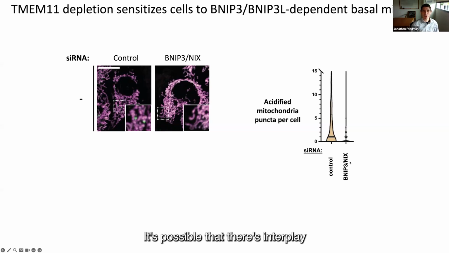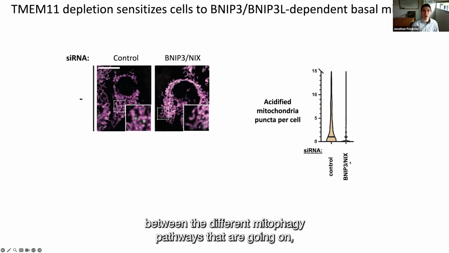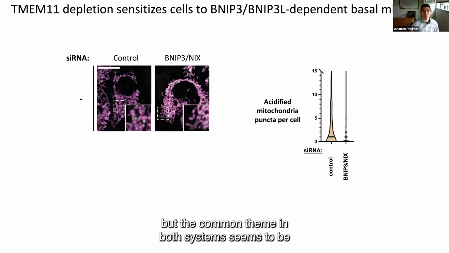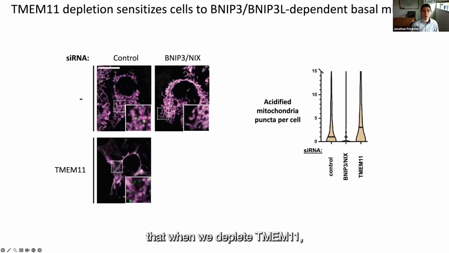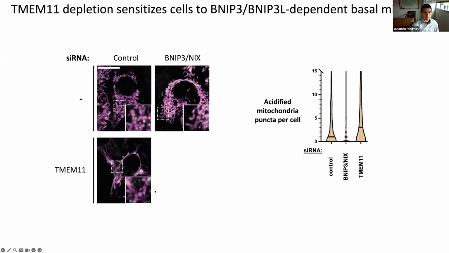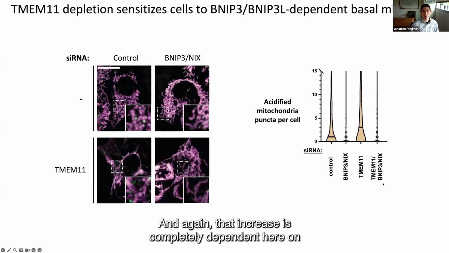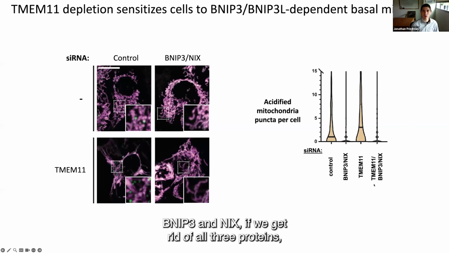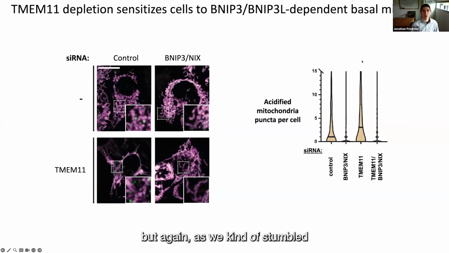It's possible that there's interplay between the different mitophagy pathways that are going on. But the common theme in both systems seems to be that when we deplete TMEM11, we get this marked increase in mitophagy. So what I'm showing you here is an image where we get mitochondrial swelling in these HeLa cells in the absence of TMEM11, but also a really drastic increase in how many of these puncta that we see. And again, that increase is completely dependent here on BNIP3 and NIX. If we get rid of all three proteins, the amount of mitophagy we get in these cells goes back to nearly zero.